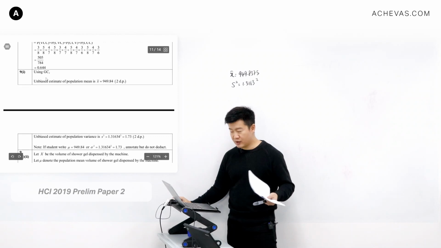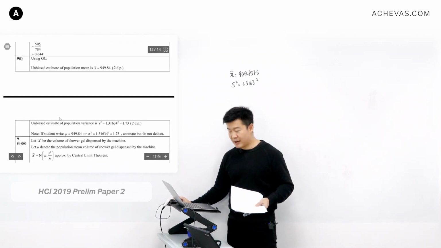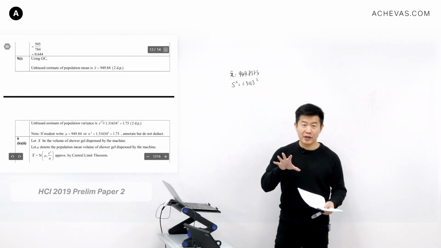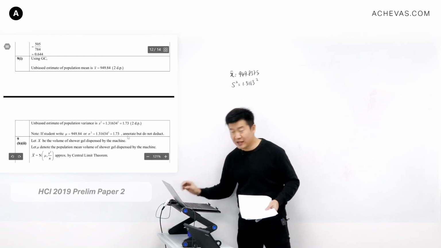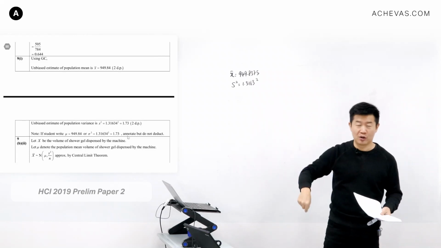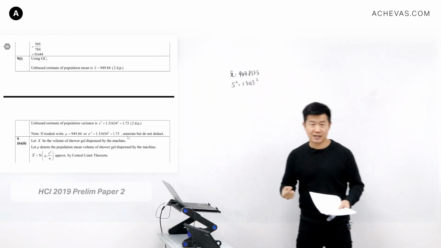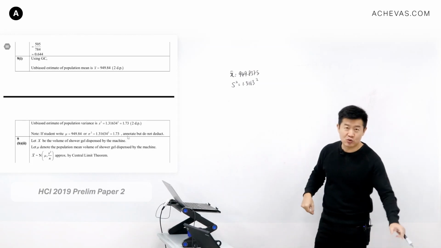Using the GC, okay, fine. The unbiased estimate of the population mean is this, fine. The unbiased estimate of the population variance is this, fine. It seems to be okay, right? But look at the teacher's comment. If the student were to write mu is equal to this and sigma square is equal to this, annotate what they meant was wrong. Annotate as wrong, but do not deduct.